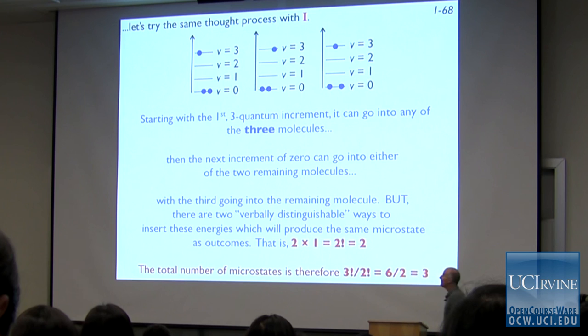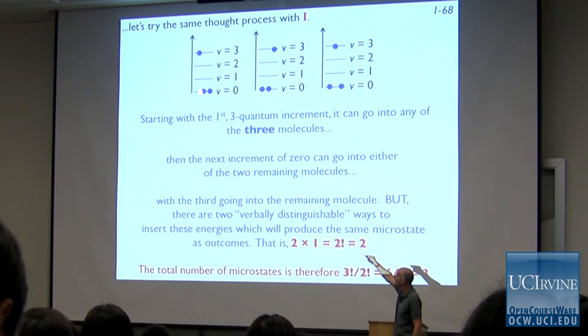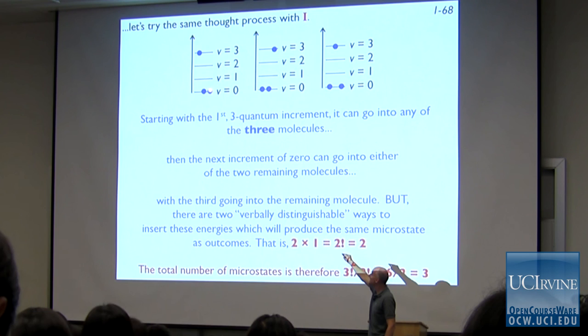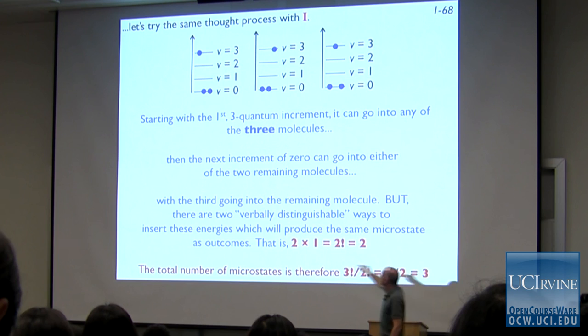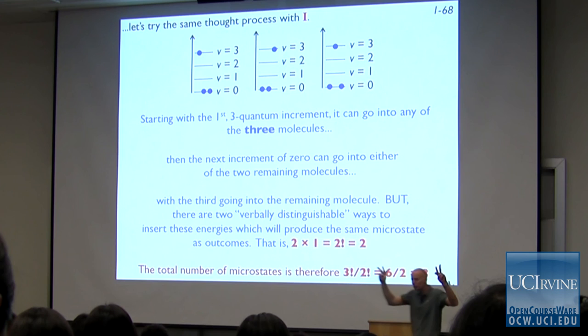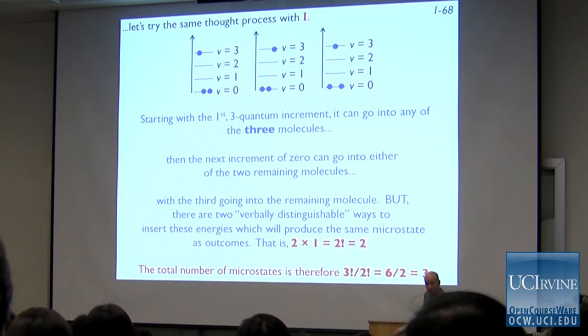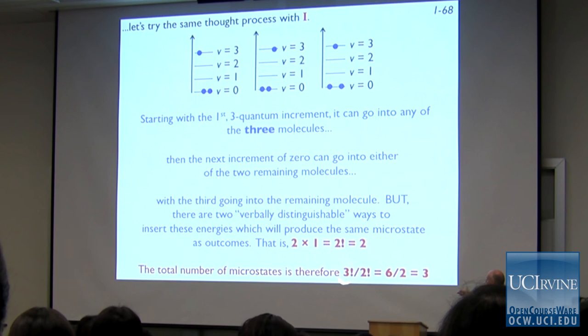The difference is that there are two indistinguishable ways to put these two guys into the molecule. I could put 3 quanta into A, and then I could put this guy into C, and that guy into B, or I could do it the other way around. Right? I could put B in first, and then C after putting the 3 quanta of energy into A. All right, so we have to adjust the number of microstates here by a factor of 2!, it turns out, because there are two indistinguishable ways to insert these two guys, or these two guys, or these two guys. That one going first and that one going second, or vice versa. All right, when we make that adjustment, we're going to have 3!/2!, or 3 possible microstates.